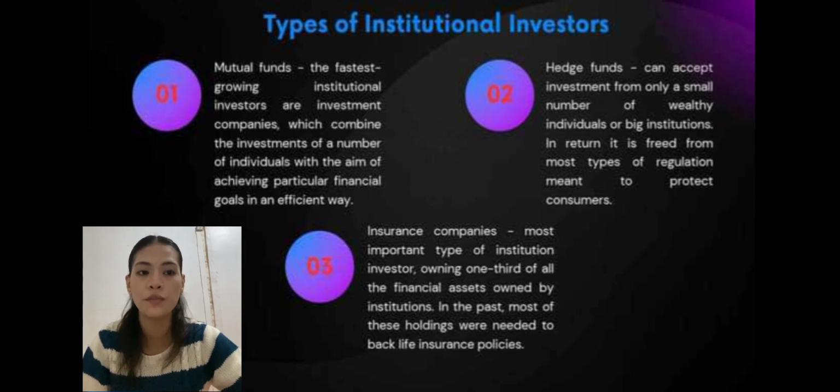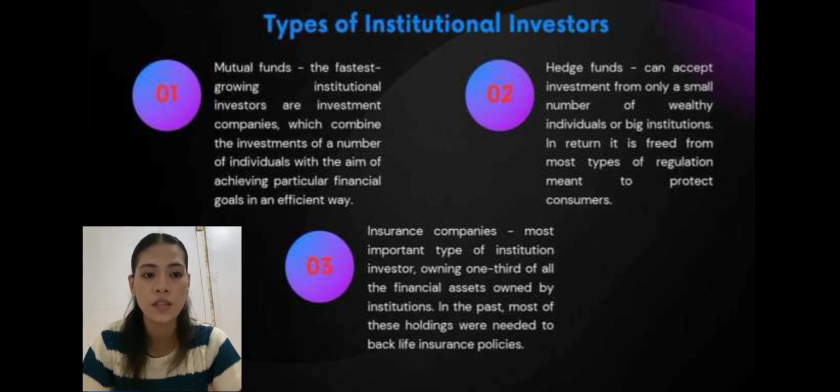First are the mutual funds. The fastest growing institutional investors are investment companies, which combine the investments of a number of individuals with the aim of achieving particular financial goals in an efficient way. A mutual fund is a company that pools money from many investors and invests the money in securities such as stocks, bonds, and short-term debt. Investors buy shares in mutual funds. Each share represents an investor's part of ownership in the fund and the income it generates.